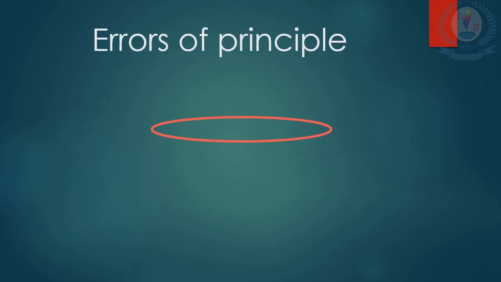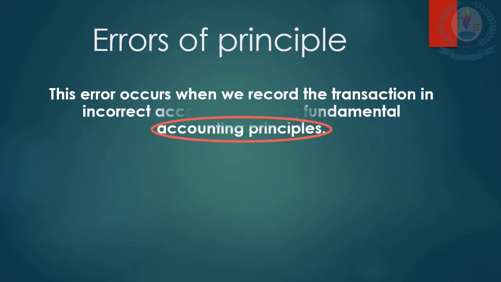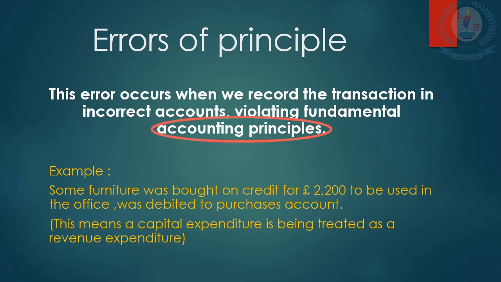The other error, errors of principal. This error occurs when we record the transactions in incorrect accounts, violating fundamental accounting principles. The important part is violating fundamental accounting principles. Example: some furniture bought on credit for 2200 to be used in the office was debited to the purchaser's account. This means a capital expenditure is being treated as a revenue expenditure.